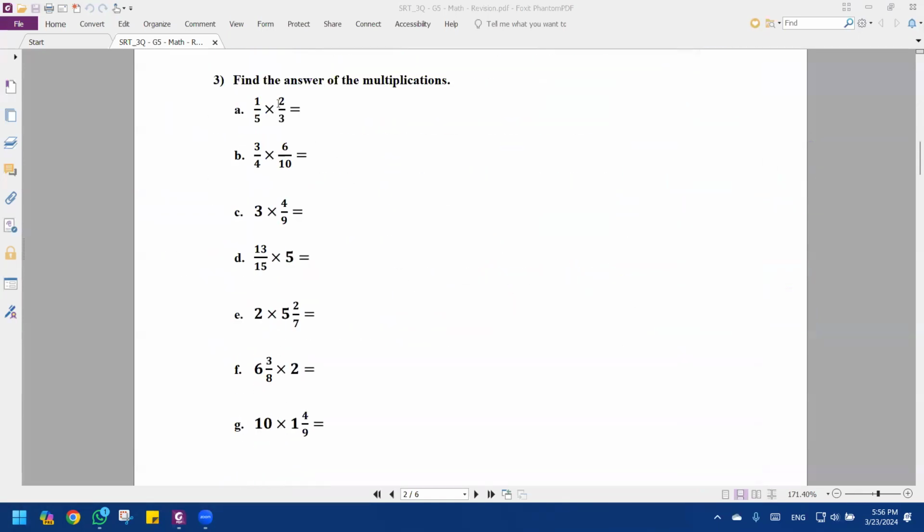Now, next we have find the answer of the multiplication. So we need to multiply fractions. Now, as you know, let me do the first one like this. We have 1 over 5 times 2 over 3. In multiplication, do I have to make the same denominator or common denominator? No, we don't have, because multiplication is so easy. How do we multiply fractions?